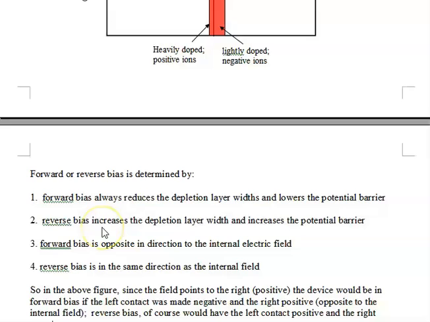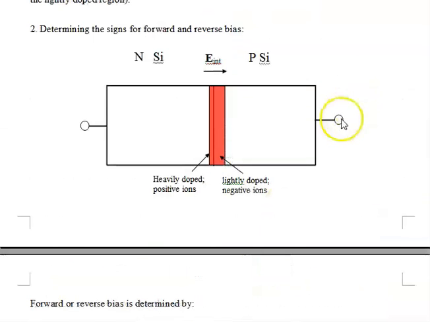Reverse bias, on the other hand, increases the depletion layer width and increases the potential barrier. Forward bias is in opposition to the internal electric field. Reverse bias is in the same direction as the electric field. So if forward bias would be plus here, minus here, reverse bias would be plus on the left and minus on the right, and that would make the depletion region wider.